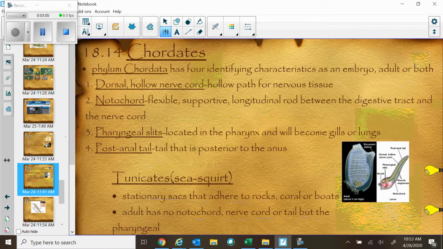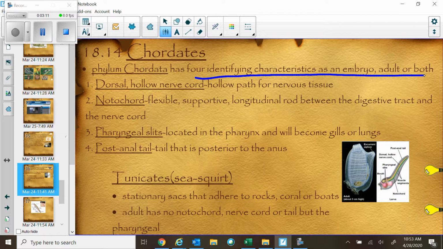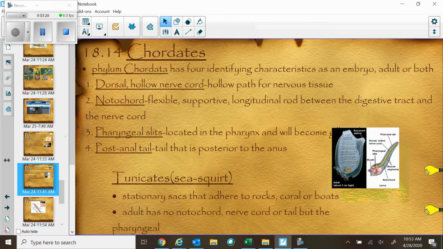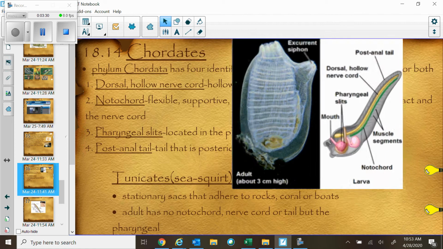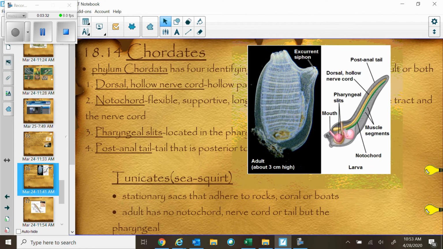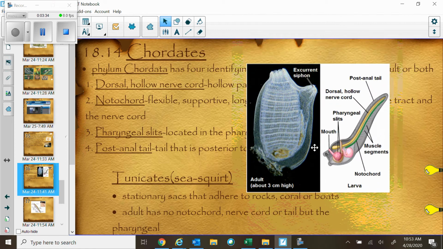That takes us to chordates, and this is us. Right? Four identifying characteristics, either as an embryo or an adult or both. These are the four characteristics here. You'll expect to be able to articulate these on your test, right? So they have this dorsal hollow nerve cord, and that refers to the back, dorsal, and then the hollow, that's where the nervous tissue is going to run. Okay, so we can see it.